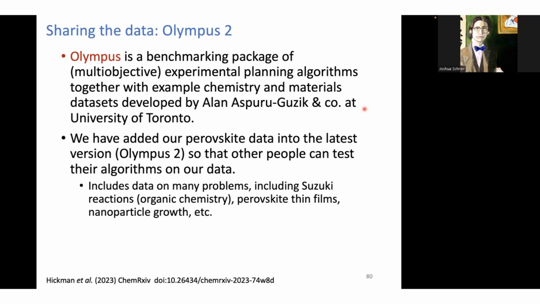But if you're not interested in perovskites, well, you clearly don't have good taste, but all right, tastes vary. There are lots of other types of experimental problems, including organic chemistry reactions and nanoparticle growth and so on. Right? So essentially just getting this out there. So I think that's really the first part of the talk, right? Things that we've tried to deploy in the laboratory.